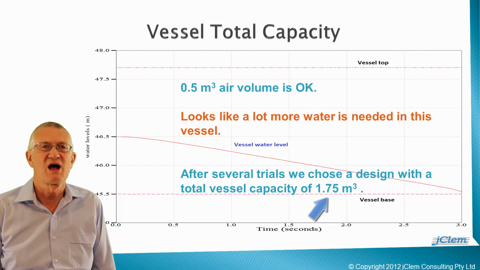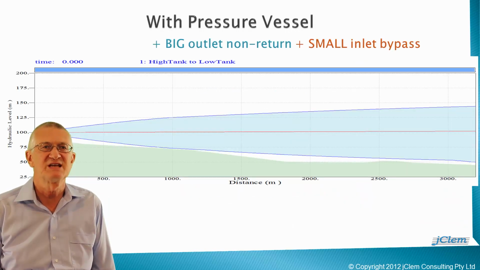After several trial runs, a total vessel capacity of 1.75 cubic metres was chosen. That is, prior to a power failure, the vessel contains 0.5 cubic metres of air and 1.25 cubic metres of water. Let's move on to step 3, which sizes the inlet-outlet configuration between the pressure vessel and the pipeline.